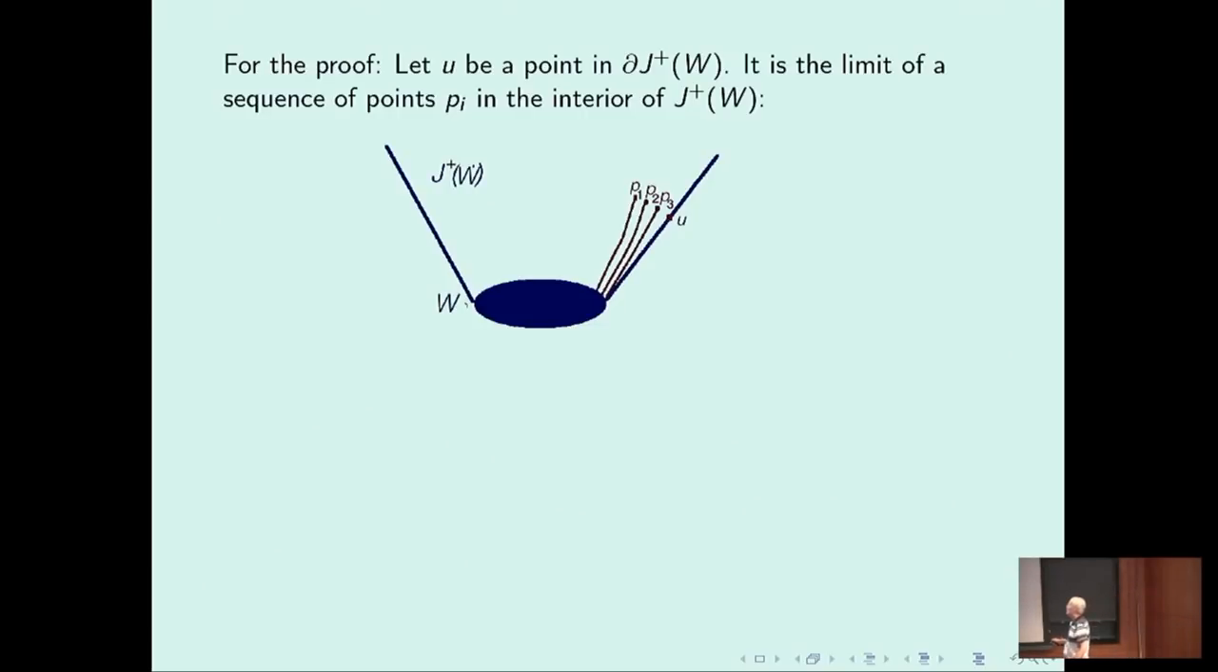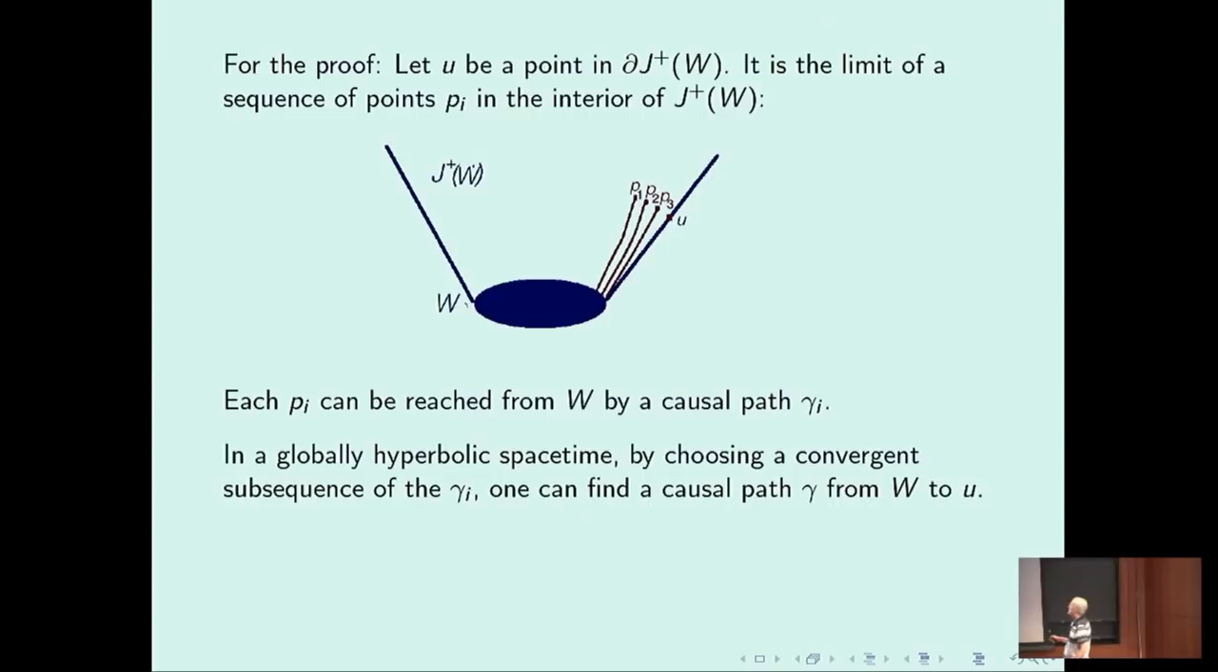So we've got this sequence of causal paths to the p's, and the p's are approaching U. In a globally hyperbolic space-time, an aspect of the compactness of spaces of causal paths is that if you take a sequence of causal paths to the p's, and the p's are approaching U, there will be a convergent subsequence, which is a causal path gamma from W to U. In other words, if we pick these paths to the p's at random, they may not converge, but they'll always have a subsequence that converges to a causal path from W to U.